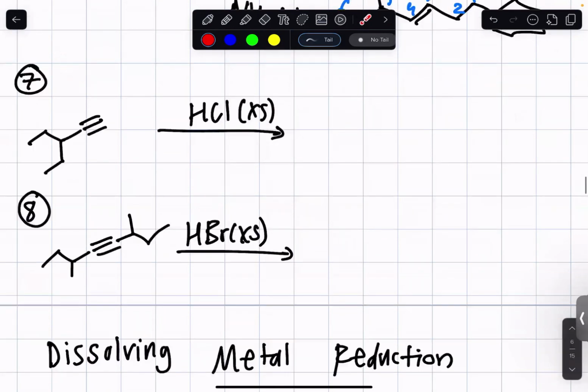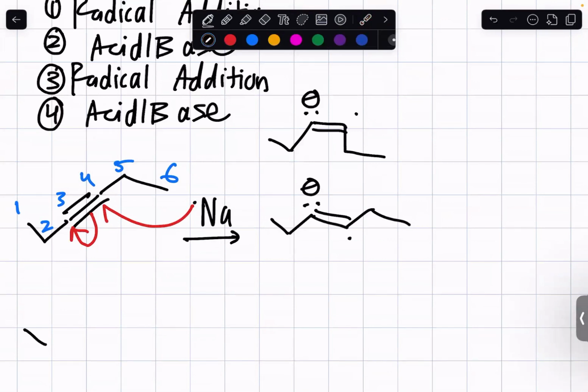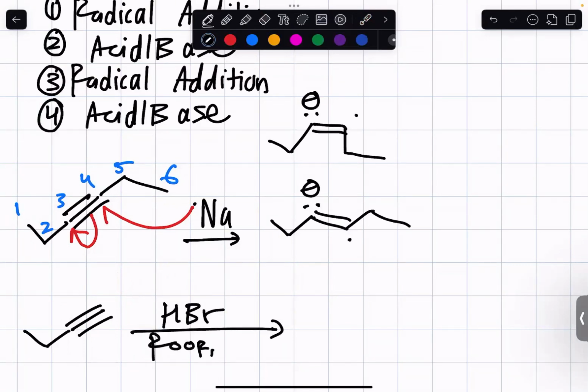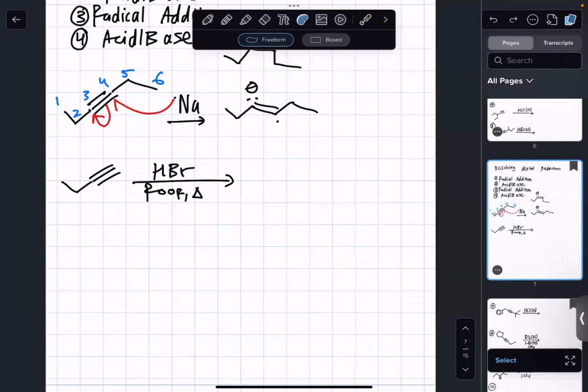Does the Na electron attack the less or more substituted side of the alkyne? Which side gets the two electrons and negative charge? If you have a terminal alkyne right here, it doesn't matter. This radical can attack both sides. It does matter if we did HBr, ROOR, and heat, though. But for the sodium one, it doesn't matter where the radical attacks because you're going to get the same product either way. And I'm going to segue to that mechanism after we do this one, because it's still going to be with radicals.